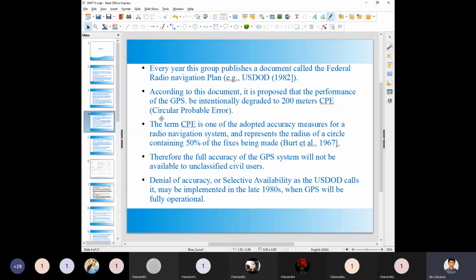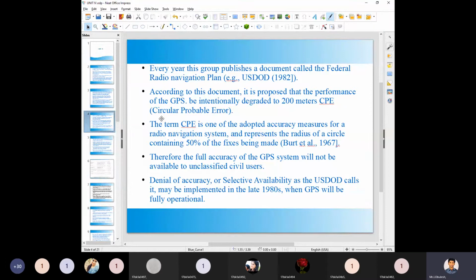According to this document, it is proposed that the performance of the GPS be intentionally degraded to 200 meters circular probable error, CPE.